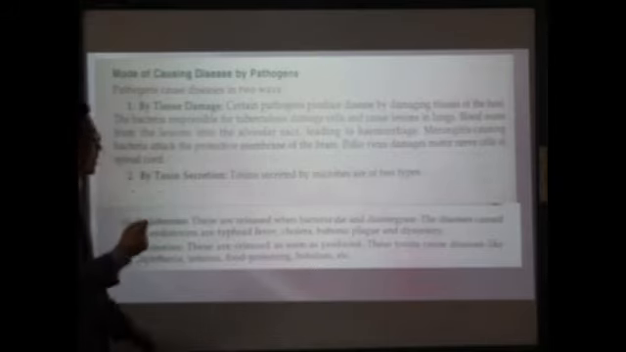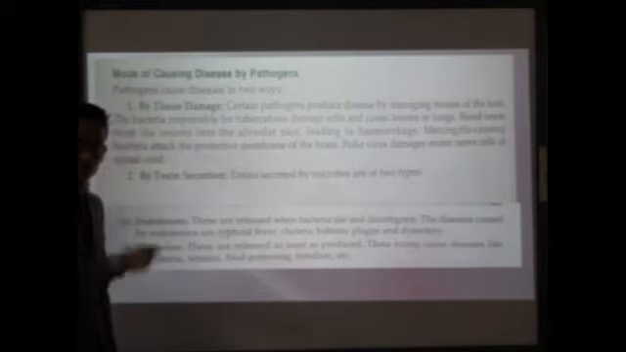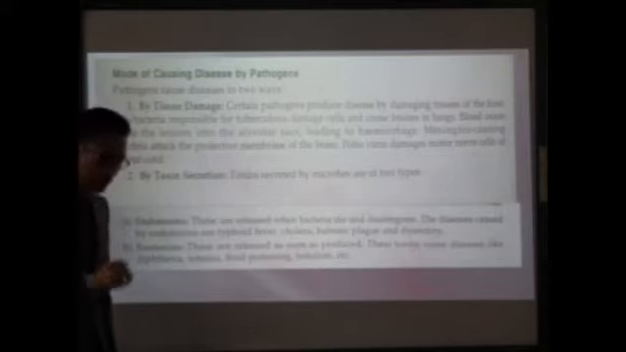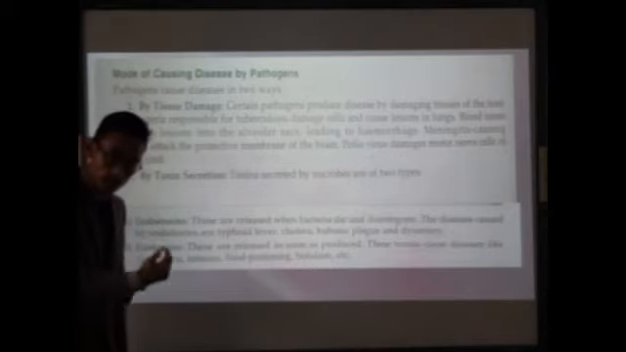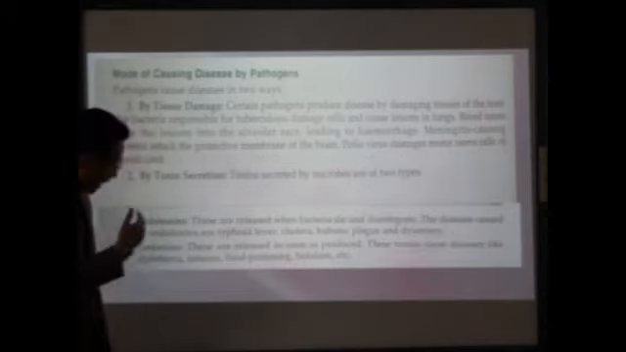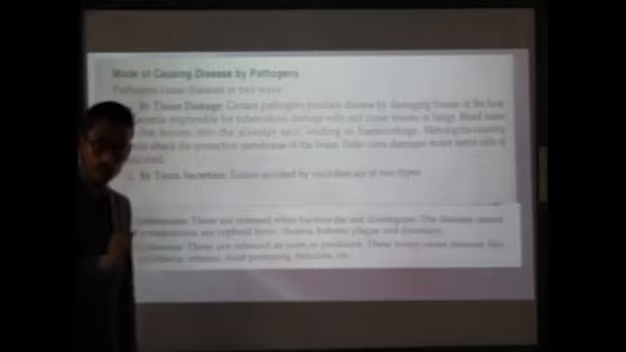So these are the modes of causing disease by pathogens. There are 2 modes: 1, by damaging the tissues, and number 2, by producing toxins. And toxins are of 2 types: endotoxins and exotoxins. Endotoxins are produced when the bacteria die and disintegrate, and exotoxins are those toxins which are released as soon as they are produced.